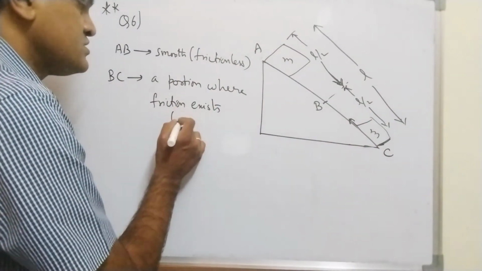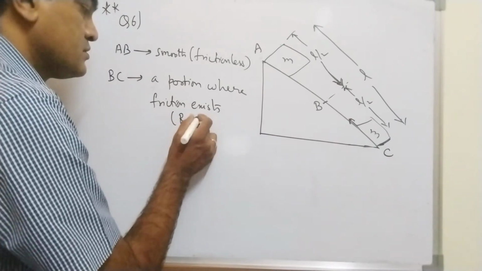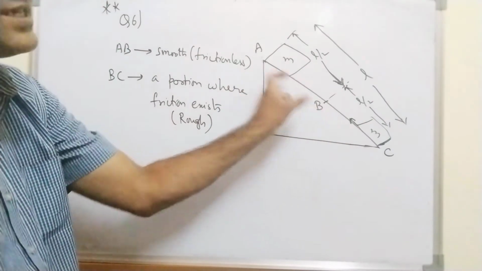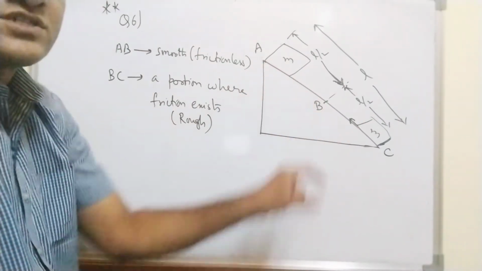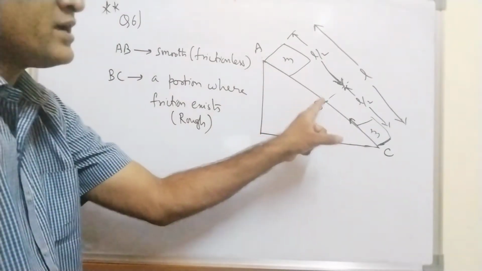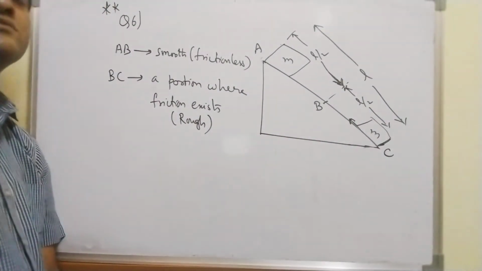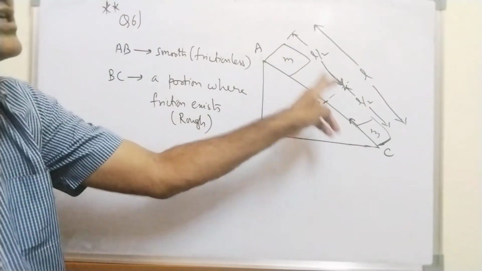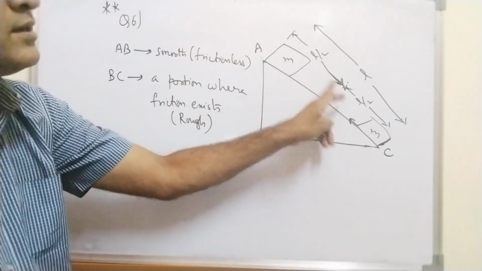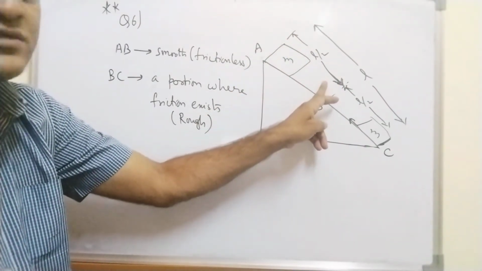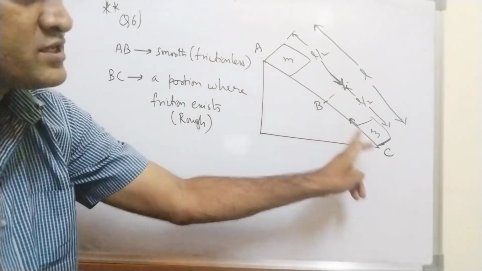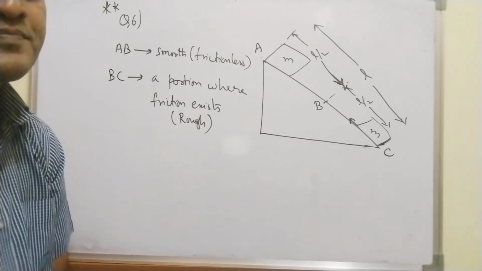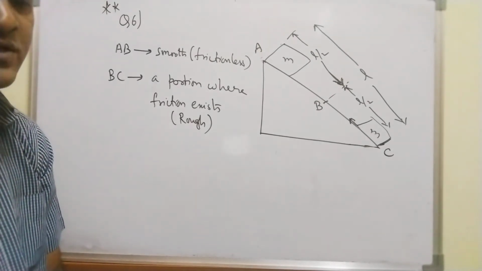From B to C, friction is there because this is a rough surface. I can say that BC is a rough surface. So in the same diagram I have shown you a smooth inclined plane during the first half portion, and BC is a rough inclined plane during the other half portion. That means the first half portion is the length L by 2 where friction doesn't exist, and during the second portion BC, which is a rough inclined plane, there friction exists. So mu k will come into picture.